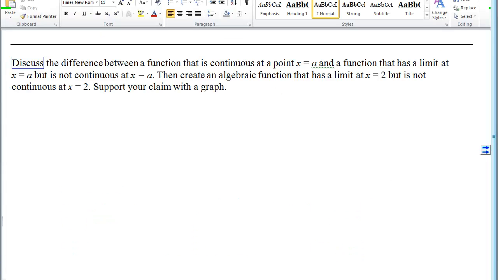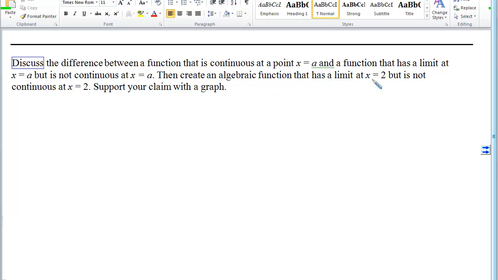So take a look at your notes, web exam problems, and see how many of them you can do on your own without asking me questions. And those you don't know how to start, highlight them and we'll get to work on them tomorrow. Also, I would like you to be able to discuss the difference between a function that's continuous at a point x equals a versus a function that has a limit at x equals a but is not continuous. So this goes back to that definition of continuity. And then tomorrow I would like you to be able to create an algebraic function that has a limit but is not continuous. And then I want you to support that claim with a graph.